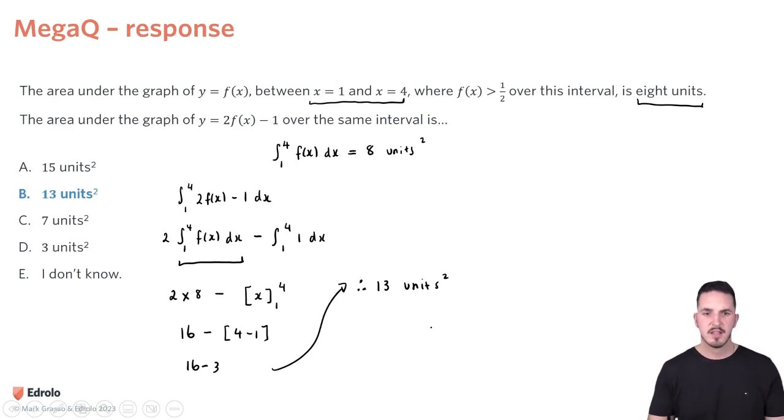So again, they've given you some information. You want to manipulate this information in order to substitute in the 8. And then we can take the integral of 1. We know that's going to be x. Evaluate that integral so it becomes 3. And then have 16 minus 3, which is equal to 13 units squared. Whenever you have these questions, you want to identify what the question's asking and what they've provided. In this case, they've provided the integral of 1 to 4 of f of x. And they want us to find the integral of 2 times f of x minus 1 over the same interval. Manipulate, so you get 2 times the integral that they've given us, minus the integral of 1, and then evaluate. And finally arrive at your solution of 13 units squared.